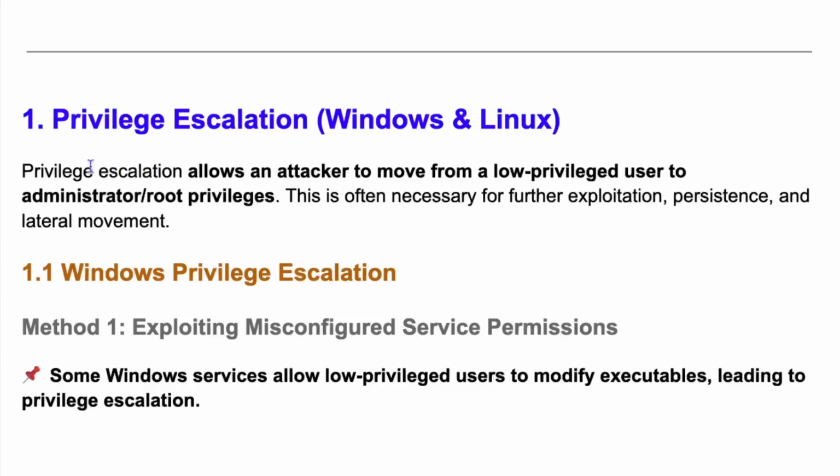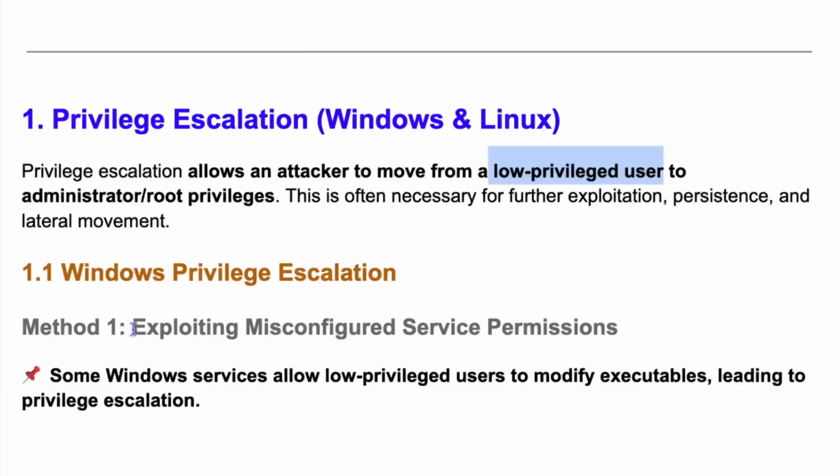So privilege escalation allows you, the attacker, to move from a low privilege user to an admin or root privilege, or maybe like domain admin, right? And this is often necessary to further your exploitation, gain persistence, and lateral movement. Because most likely, whatever that low privilege user was that you initially got the credentials for, and maybe you did it through social engineering, whatever that user was, they don't have the permissions that you need to do anything serious inside of that system or inside of that network. So you have to find a way to escalate your privileges.